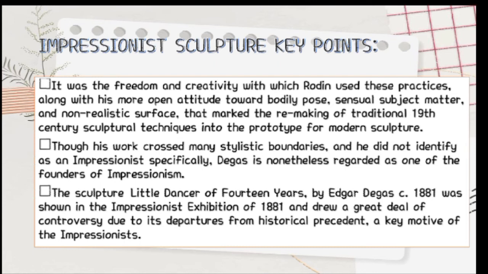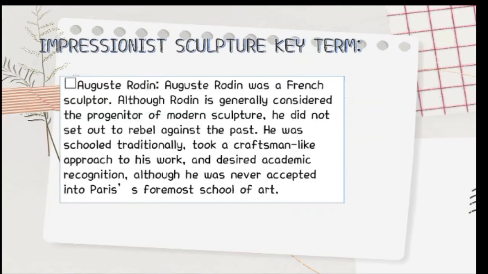The sculpture Little Dancer of Fourteen Years by Edgar Degas was shown in the Impressionist exhibition of 1881 and drew a great deal of controversy due to its departures from historical precedent, a key motif of the Impressionists. Auguste Rodin was a French sculptor.